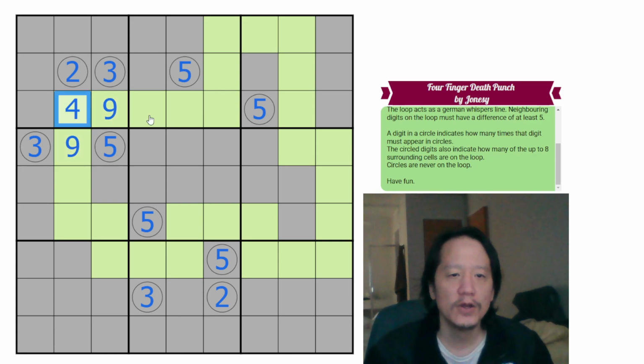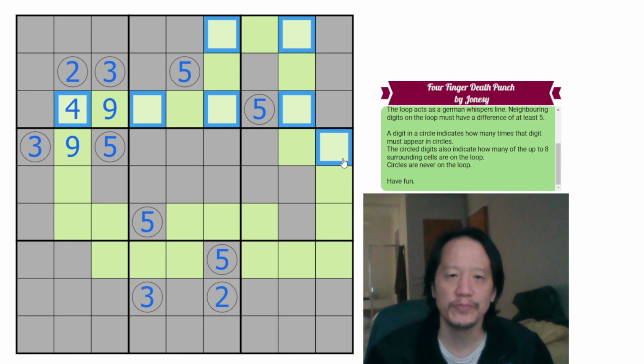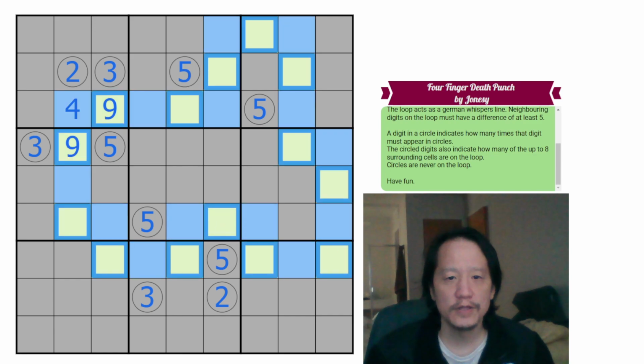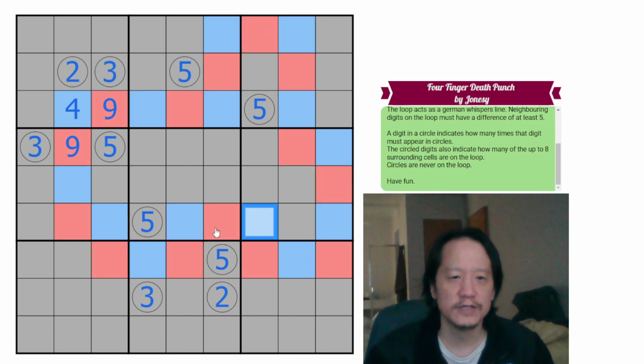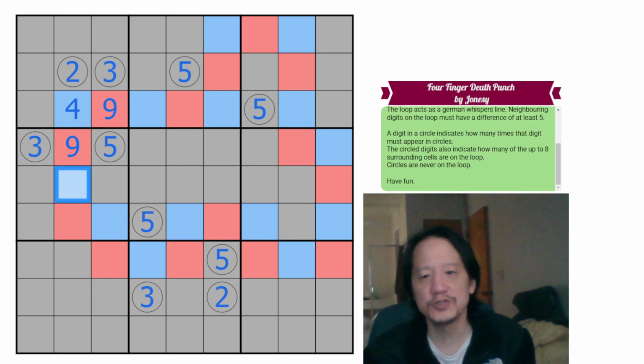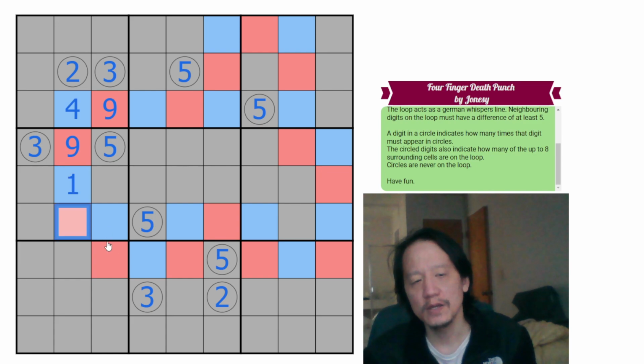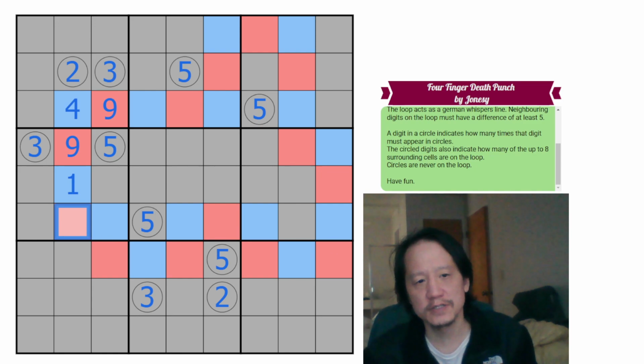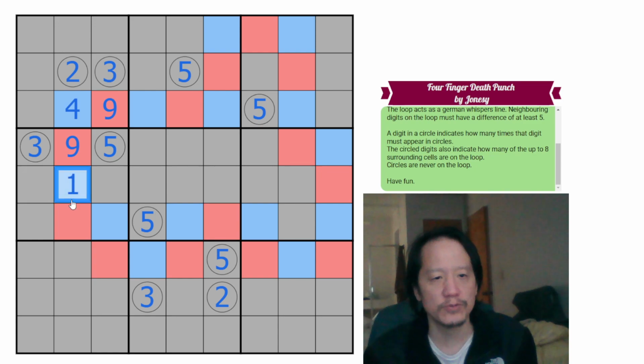So now we know all these cells are specifically low because, again, it always alternates between high and low on a German whisper line, right? So we know these are all low. So we're going to mark them as blue. These have to be all high, so this one has to be 1. This cannot be 9. So this has to be 6, 7, or 8. But it's next to 2 unique numbers, so it cannot be 6. So this is 7 or 8.